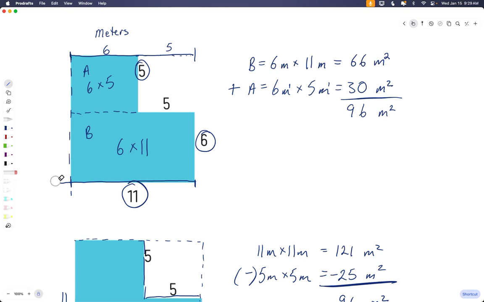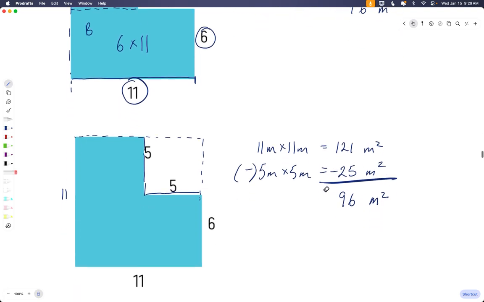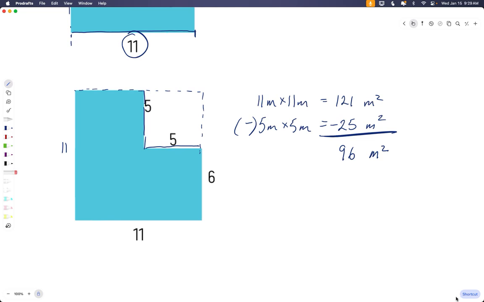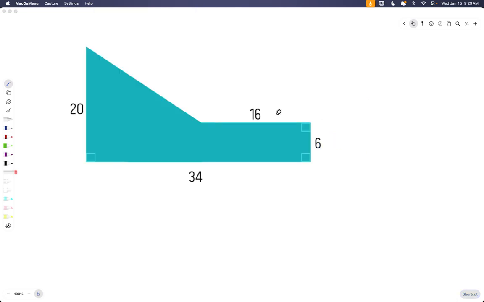I don't want to do this little thing on the side. Let me see if I can find one with a triangle. Let's look at the next problem just to kind of help you get that a little bit better. Okay, so this is not the next problem. It is the third problem.